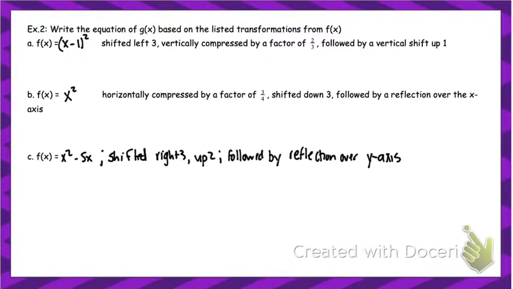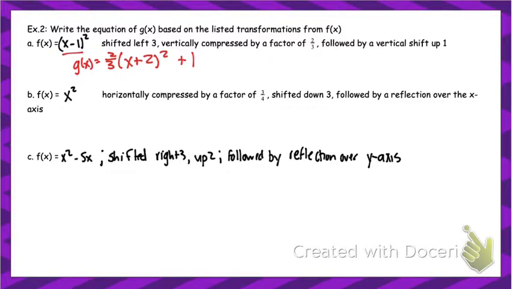So if I am shifting this graph left 3, then that means that I'm going to take that shift and I'm going to add 3 to that value, because if I'm going left 3, it's written as plus, so this would be x plus 3 as a transformation. So that's going to change this equation into (x plus 2) squared. Vertical compression by a factor of 2/3 would be a 2/3 multiplied out in front. And then a vertical shift up 1 would be a plus 1 at the end, and this is our new g of x function.